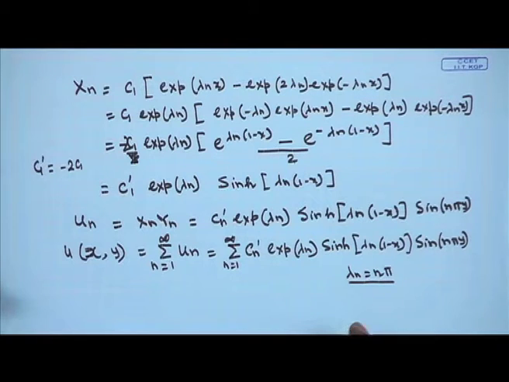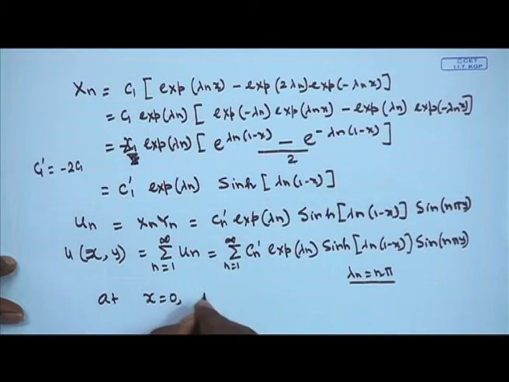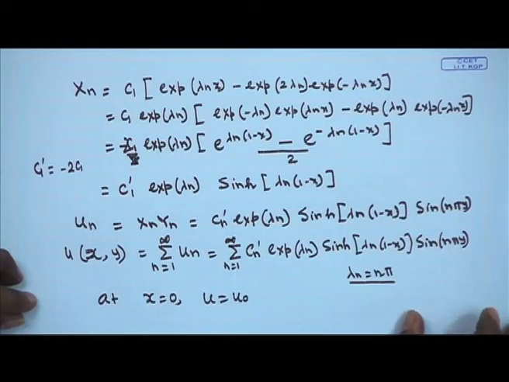Now, we have the complete solution in front of us, except the evaluation of the constant C n prime. C n prime will be evaluated from the unused non-homogeneous boundary condition, that is, at x is equal to 0, u is equal to u naught. So, we utilize the condition at x is equal to 0, u is equal to u naught.